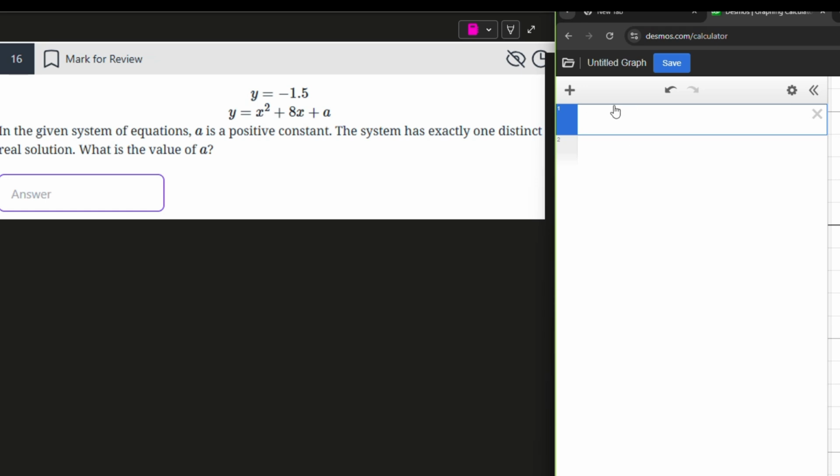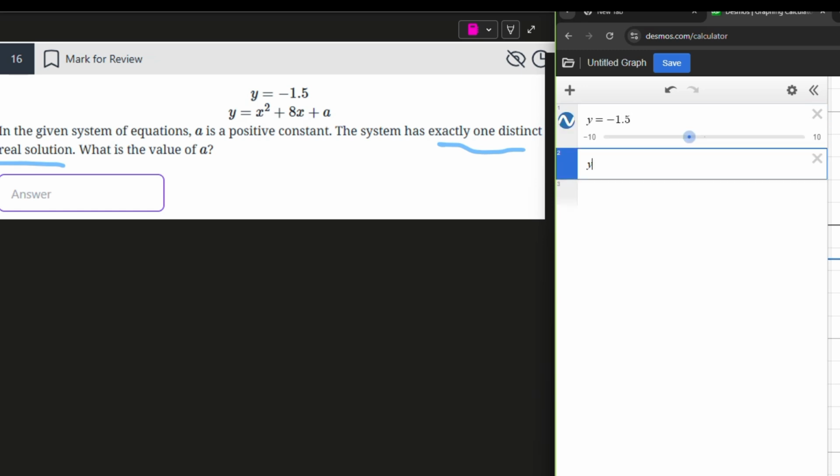Now, the cool features of Desmos do not stop there. We have an equation and we are told that it has exactly one distinct real solution. What is the value of a? Let me just write everything that I see for now. y equals negative 1.5, and then again, y equals x squared plus 8x plus a. In this case, I will in fact add a slider. And if I add a slider, I see a parabola and a straight line, or just a line for now.